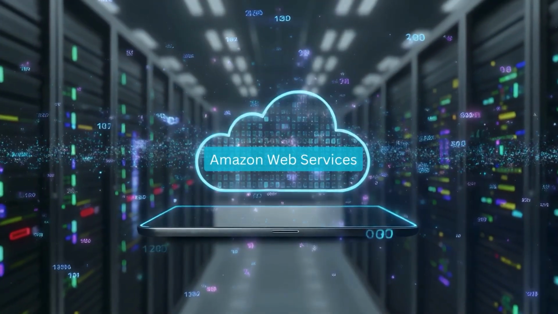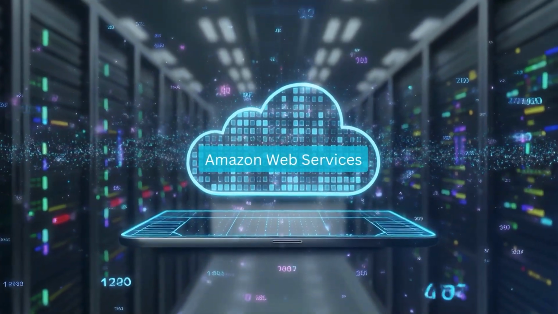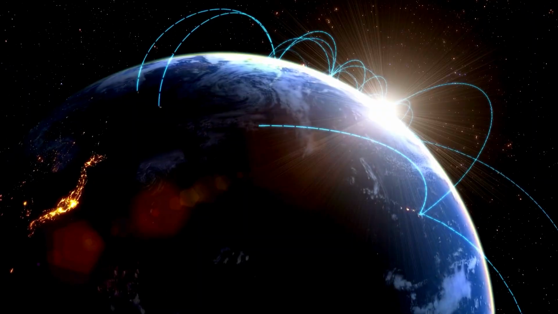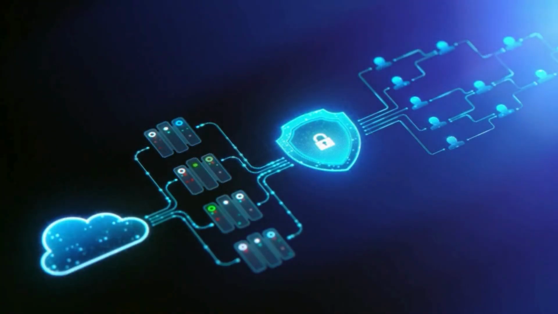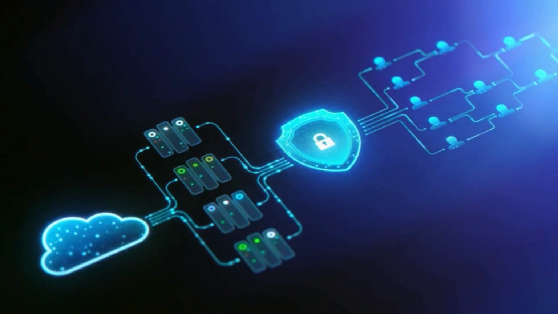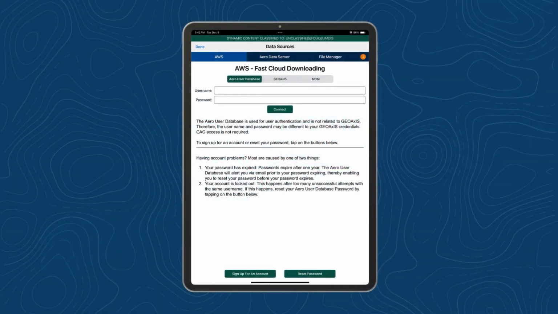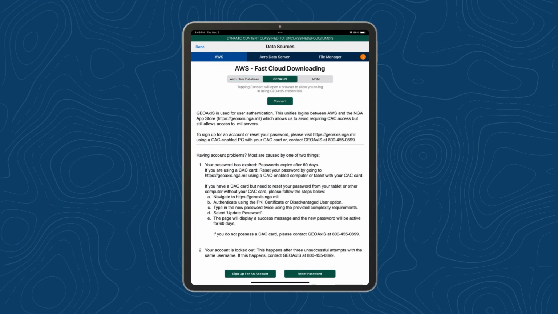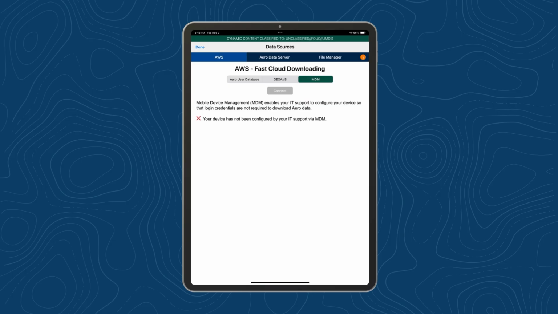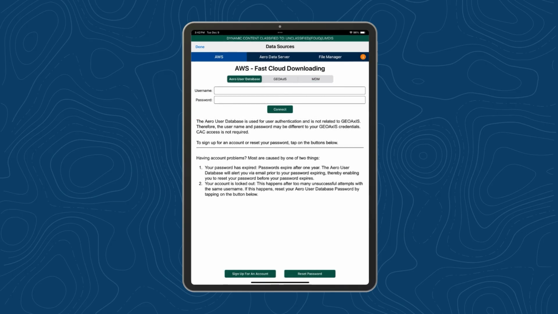Aero App data is stored in the cloud through Amazon Web Services and can be accessed from anywhere in the world. To download data from the cloud, you will need a way to authenticate. You can authenticate using your Aero User Database account, through GEOAxIS, or by configuring your device with MDM. To begin, we'll download data using your Aero User Database account. But before we do that, we first need to set up your Aero User Database account.